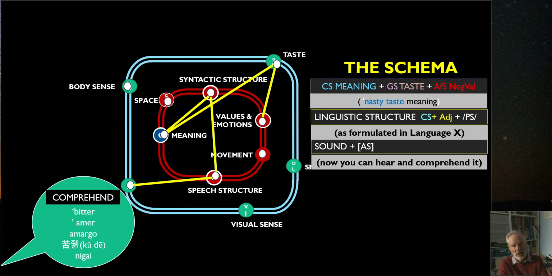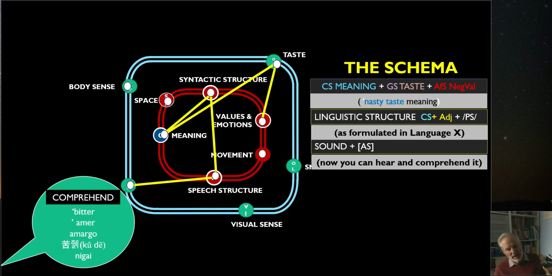So whenever that particular sound hits our ears and the particular auditory structure is activated, then it will immediately, in parallel, activate all the others, and immediately we'll understand what the person is talking about, which is encapsulated in that schema in yellow that you see in front of you.